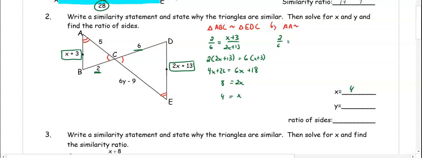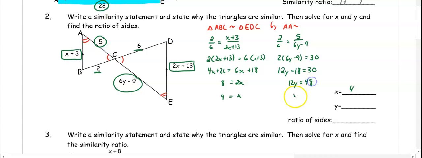Then to find y, we would use 5 over 6y minus 9. So 2 over 6 equals 5 over 6y minus 9. So we cross multiply, 2 times 6y minus 9 is equal to 30. Distribute. 12y minus 18 equals 30. We can subtract 18 from both sides. 12y equals 48. We divide, y is 4.